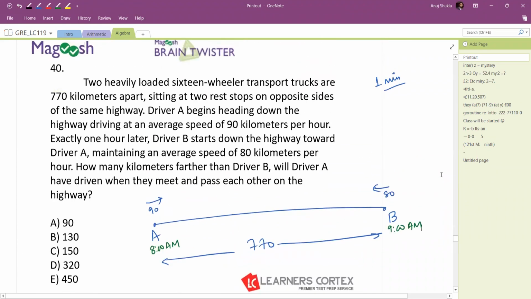What they are asking is how many kilometers further than driver B will driver A have driven when they meet and pass each other on the highway? Means total distance traveled by A minus total distance traveled by B. That is what they are asking. The difference between the total distance traveled by A and the total distance traveled by B. What is the answer for that?